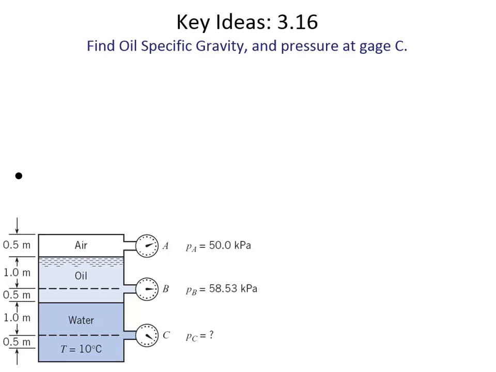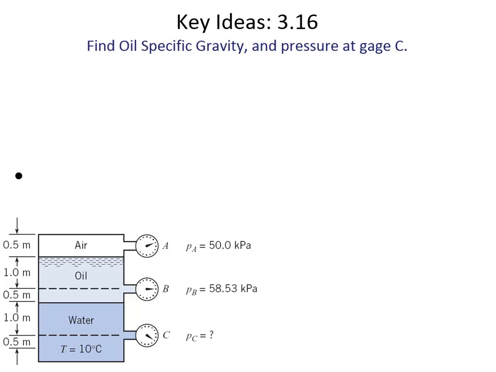So in this homework problem, you've got air in a pressurized tank. This is close to the atmosphere. So it's not atmospheric pressure air because it tells you that there's some gauge connected at A. So the air inside the tank is 50 kilopascals. And then at some elevation in the oil, they measure the pressure to be 58.53 in the oil layer. And they want to know a couple of things.